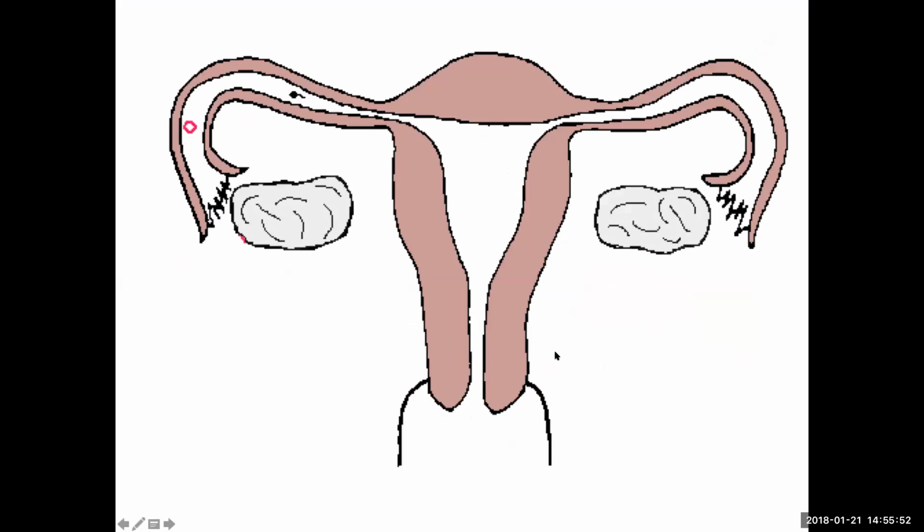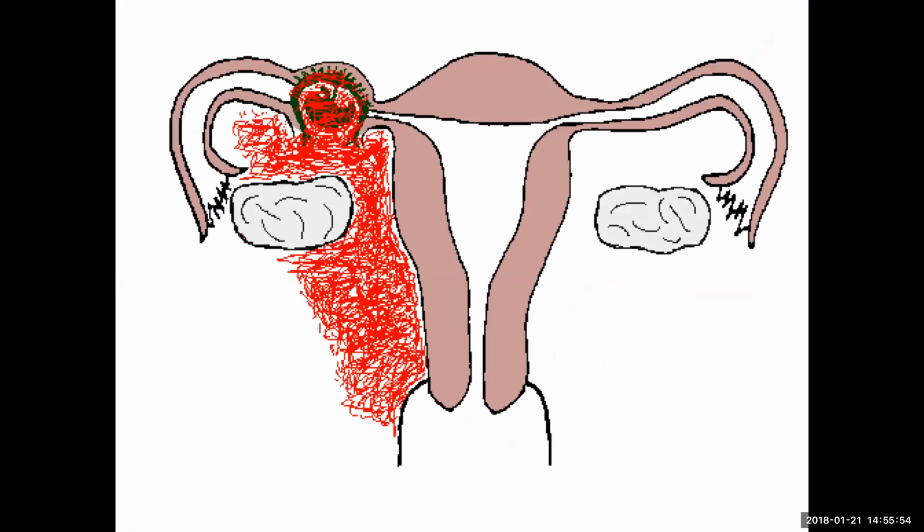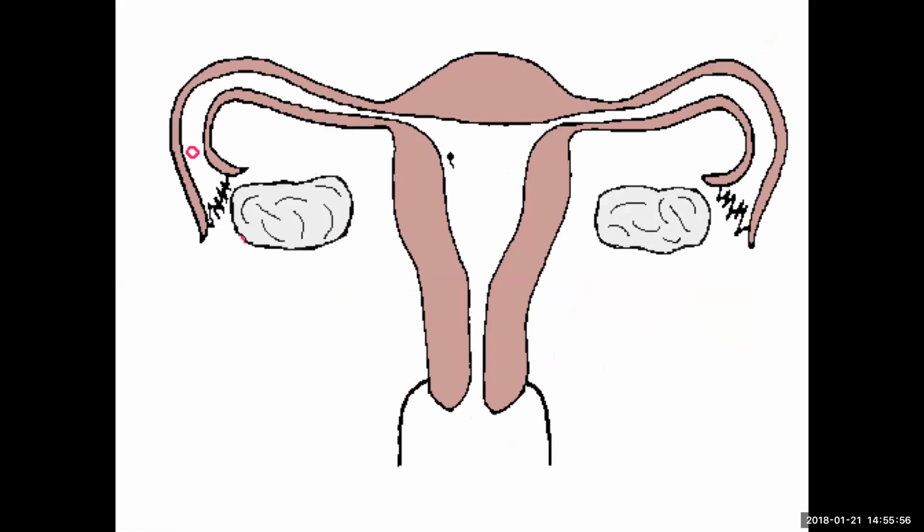This is showing you an ectopic pregnancy. Implantation where it's not supposed to happen is occurring in the oviduct. As we said, most of the ectopic pregnancies are tubal pregnancies.